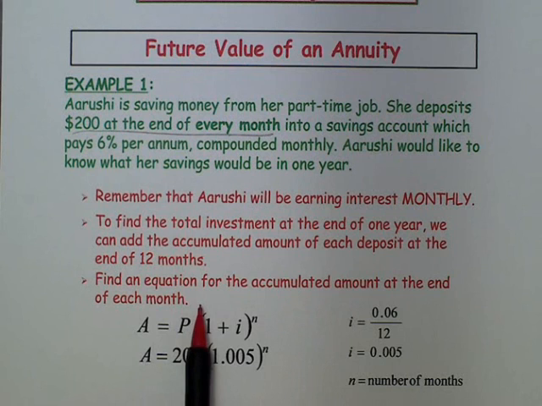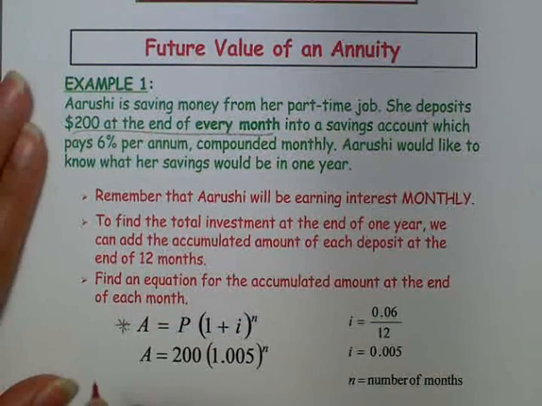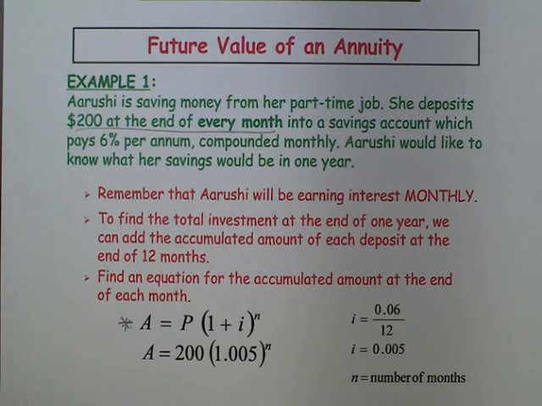Now, this is actually looking at compound interest. And so using compound interest, we'll come up with the annuity formula. So what we're doing here is using the compound interest formula to figure out how much her accumulated amount would be for the investment she puts at the end of January. And then we'll do the same thing for the investment she puts in at the end of February, and then March, April, May, June, etc., all the way till the end of December.